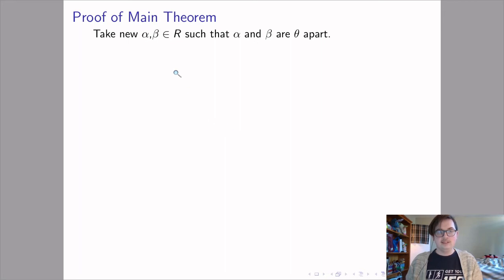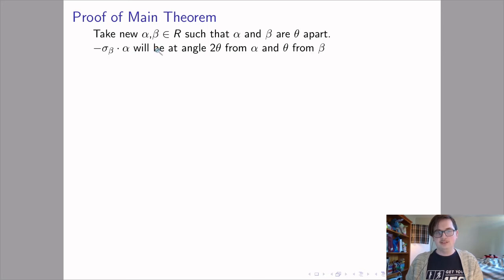So now we're going to consider a new pair of roots, alpha and beta, such that alpha and beta are theta apart. Remember, theta is the minimum angle, so there's going to have to exist 2 roots that satisfy this. Okay, so the argument continues like this. We look at this object here, sigma sub beta of alpha. So we know this is going to be a root. And then minus 1 times any root is also a root. So this will be a root.